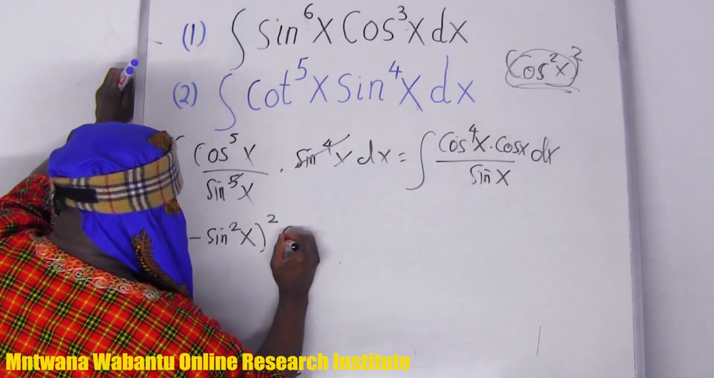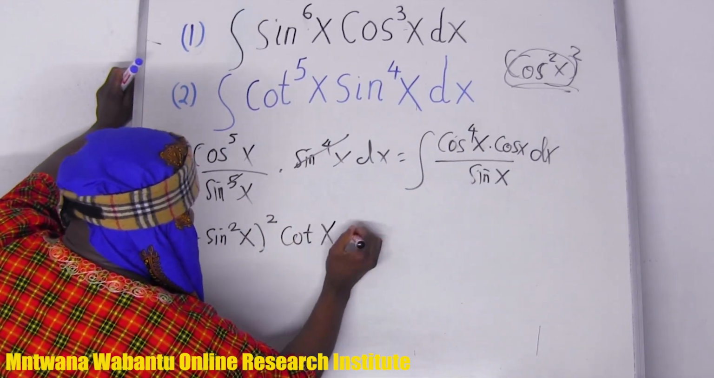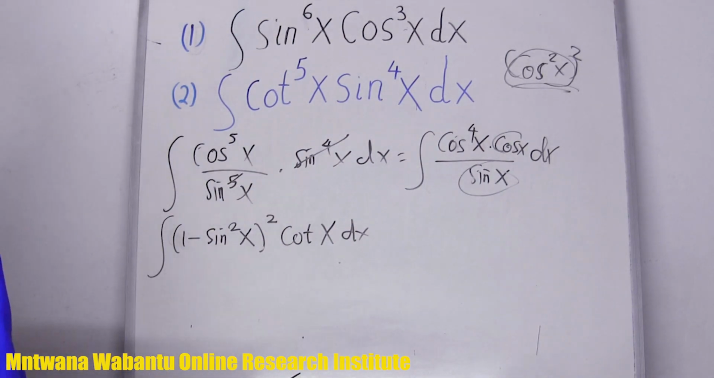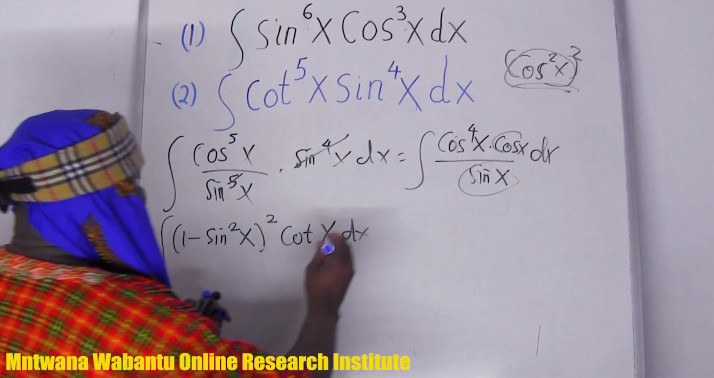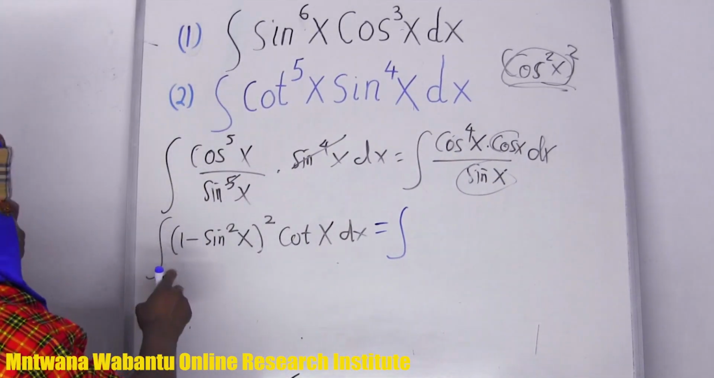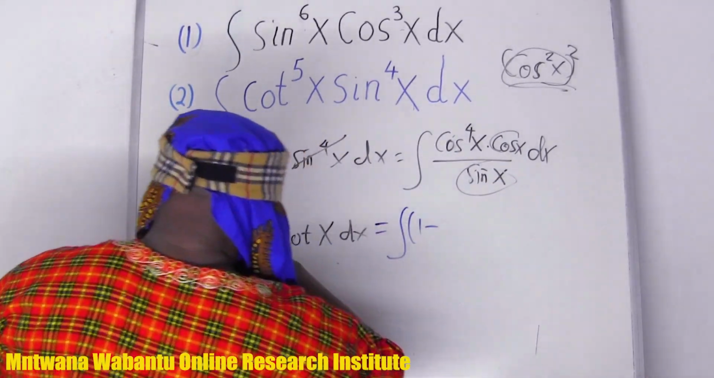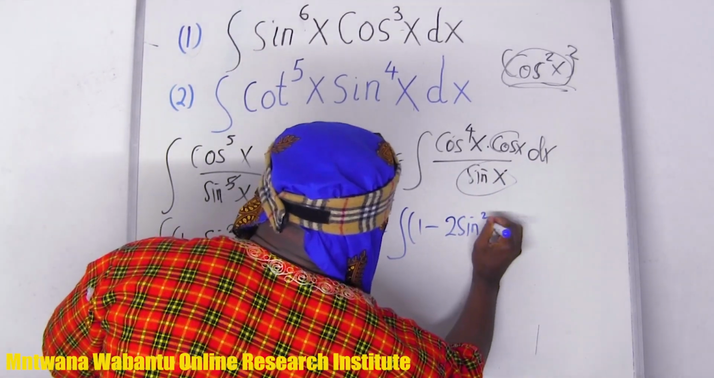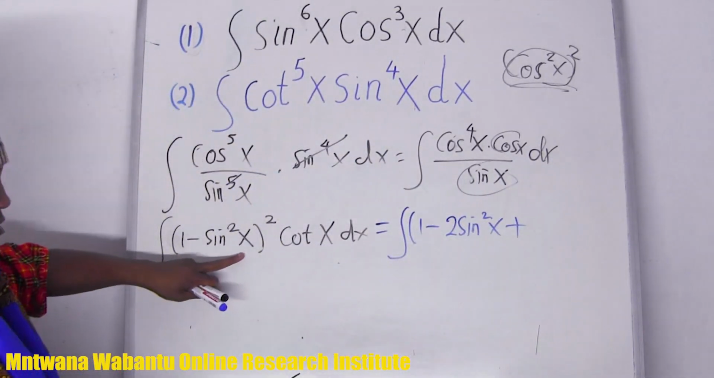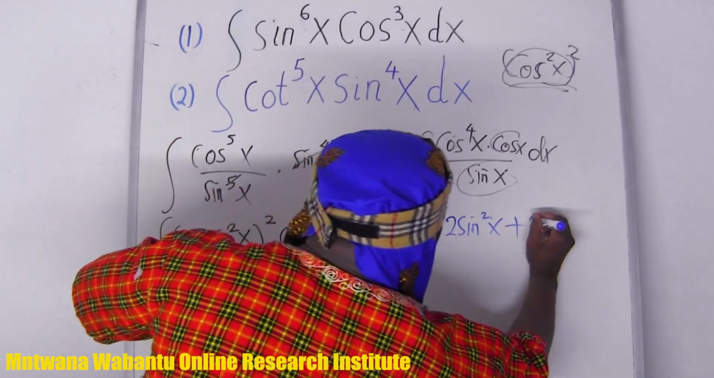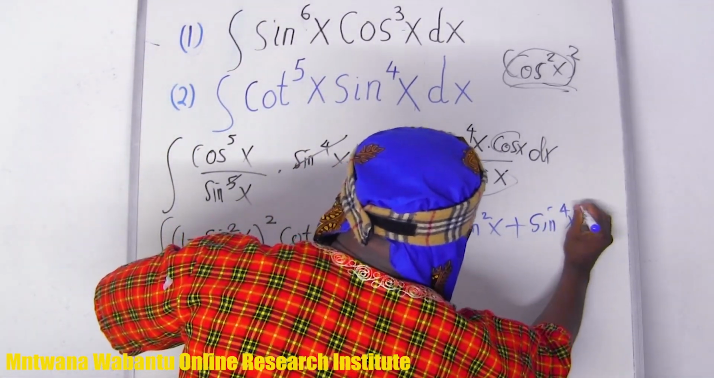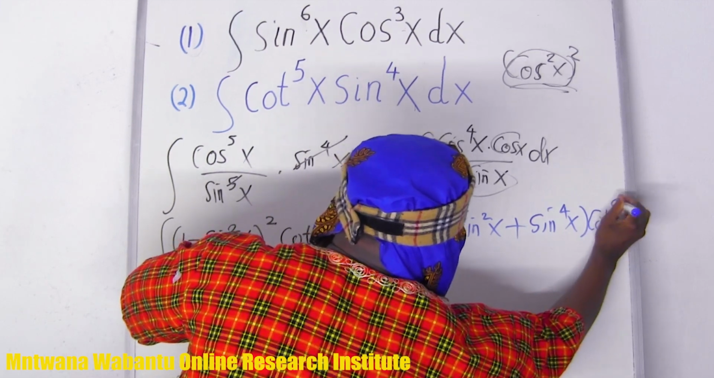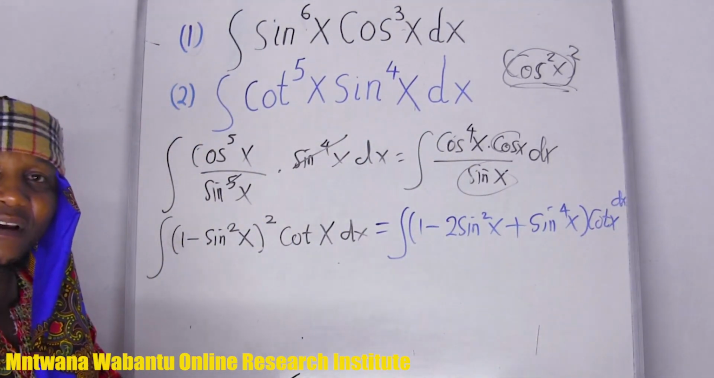So cos over sine equals cot, times cos over sine. But hey, look, we have to expand it. Expand 1 minus sine square, squared. This is going to give us the integral of 1 minus 2 sine square x plus sine power 4x, and outside we have a cot x and then dx. I'm sorry, the space is not enough and I apologize.